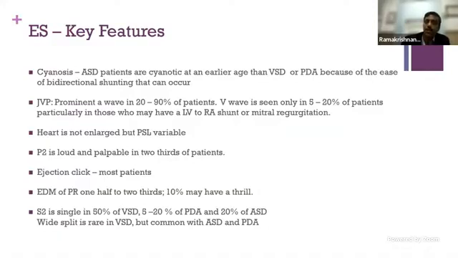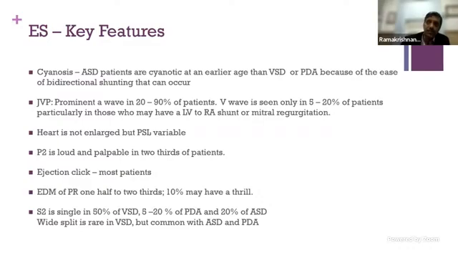P2 is generally loud and palpable in 2/3 of patients. An ejection click is generally heard in most of the patients. The early diastolic murmur of PR is another thing that is very commonly found, but oftentimes residents don't pick it up. It is present in half to 2/3 of patients, and in 10% it may have a thrill.